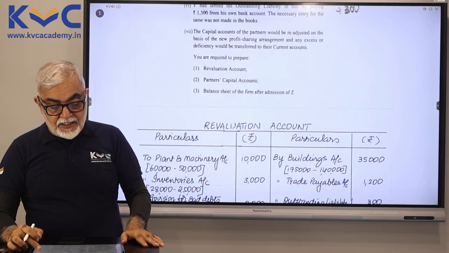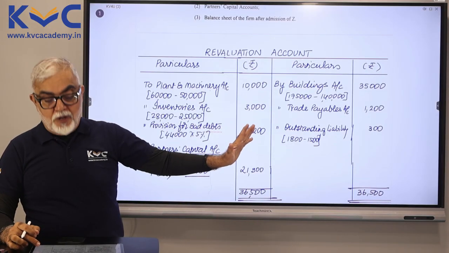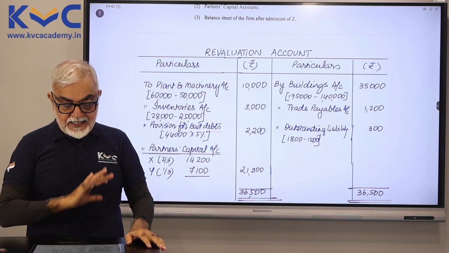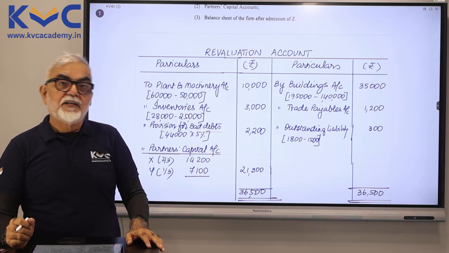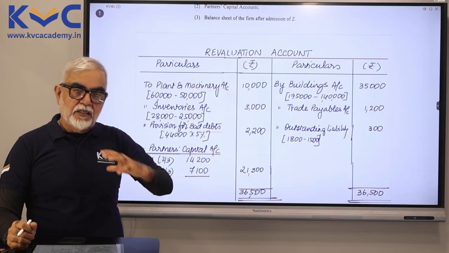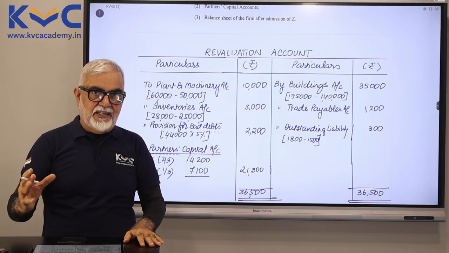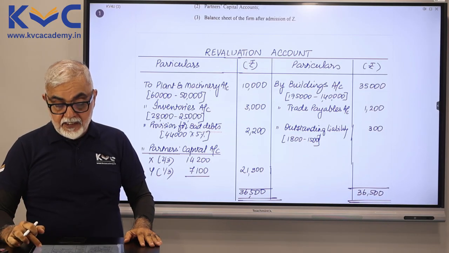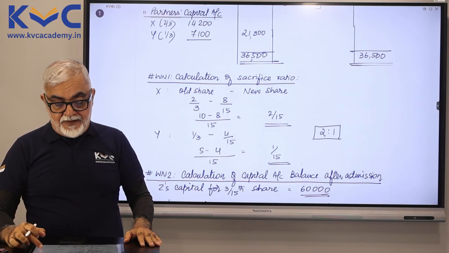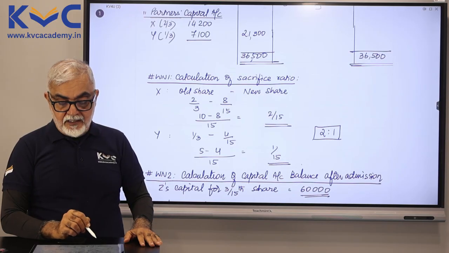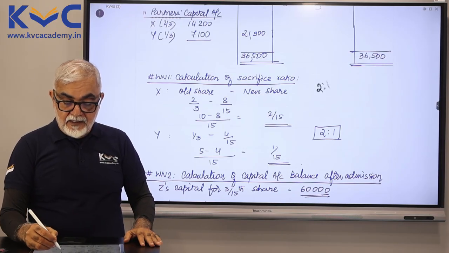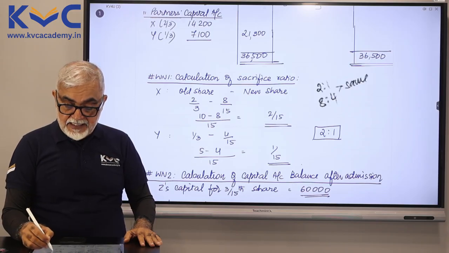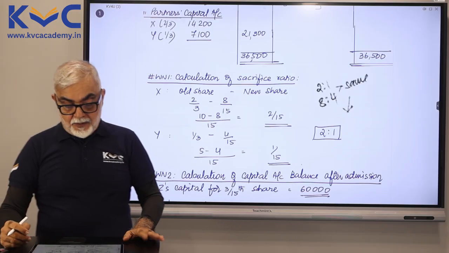And on the debit side, the depreciation on plant and machinery, the write-off for inventories and the provision for doubtful debts, there is a balance of 21,300. It should be borne or shared by the old partners in their old profit sharing ratio of 2:1. A simple revaluation account. Then, sacrifice ratio: old ratio is 2:1. Okay, 2:1. Now it is 8:4. So it is the same, which is 2:1.